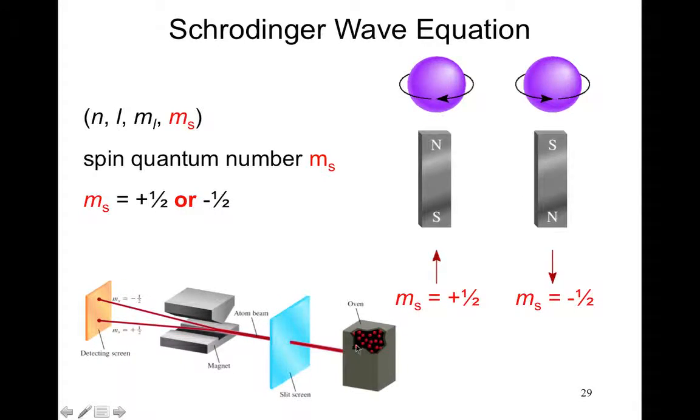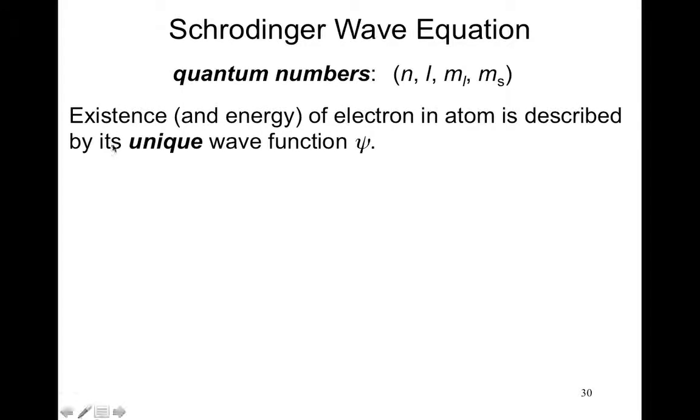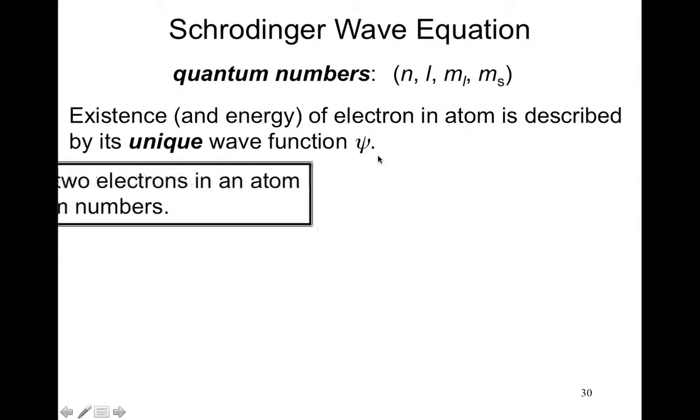So here's your idea of an oven firing a beam through a slit screen. It passes through a magnet, and as it passes through the magnet, the positively charged are going to go one way, the negatively charged are going to go another way. So that lets us know that there are electrons with different magnetic orientations. Now, the existence and the energy of an electron in an atom is described by its unique wave function. Every electron has its own unique wave function.